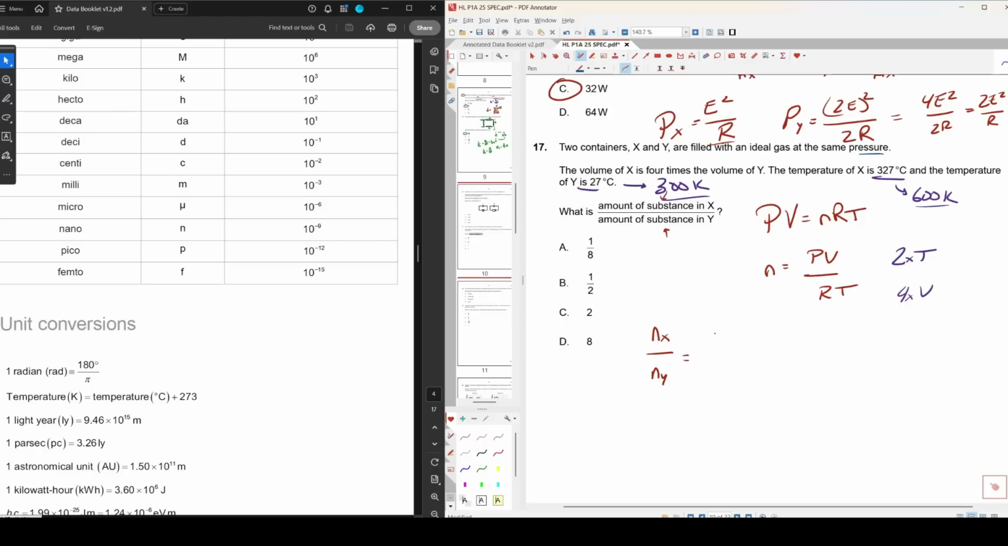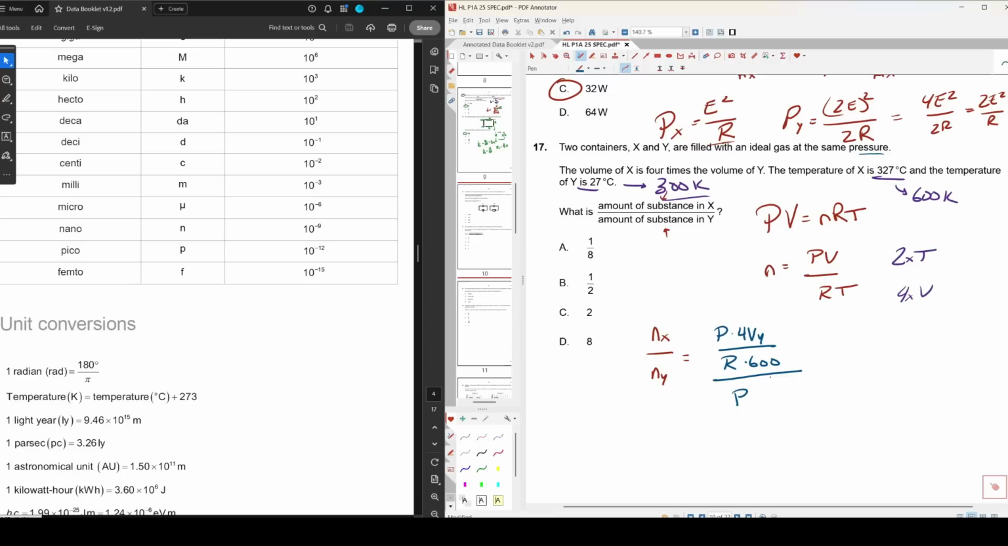Same pressure. So the pressure is the same. Let's just call it pressure P. The volume of X is 4 times the volume of Y, so I'm just going to do 4VY for the volume of X. Divided by R, which is just a constant, that's going to go away. And the temperature of X, let's just put in the numbers, 600. But I could also say 2T.